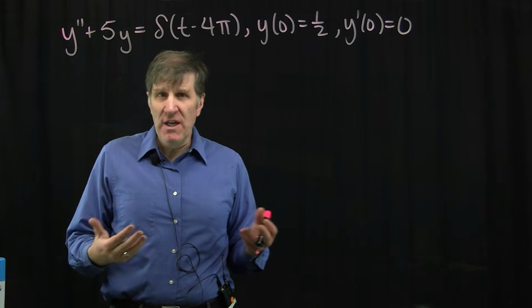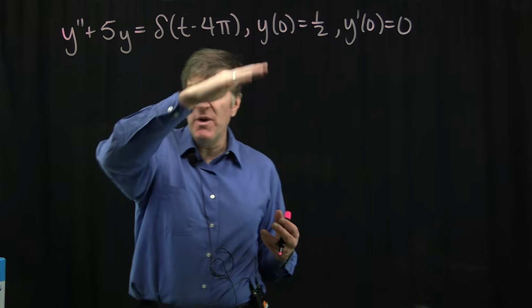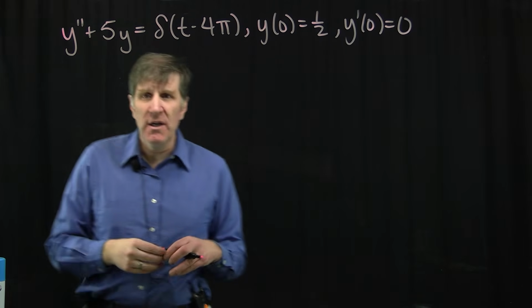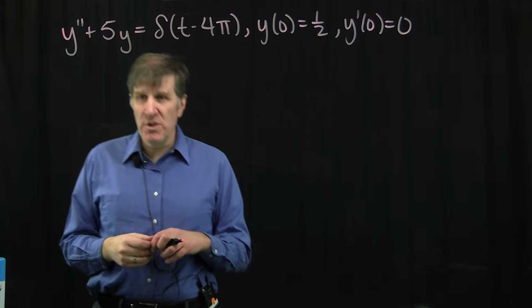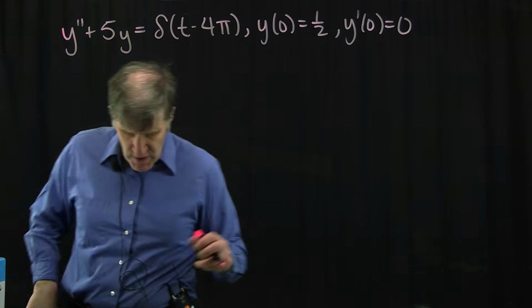So what we should see, from this initial condition, if it's spring mass, we already have some oscillating going on. But at time 4 pi, something else should kick in to our solution. Something else should be turning on at that time. So let's go ahead and solve it.